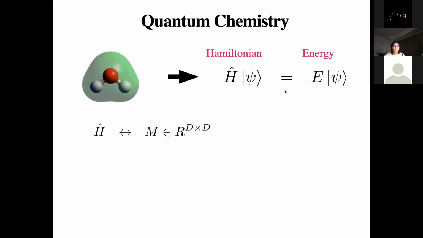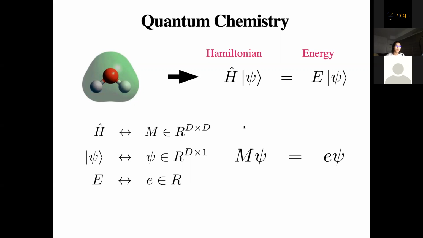Now, if this is not familiar, you can actually connect this to the eigenvalue problem of linear algebra. So you can see your Hamiltonian H as a d by d matrix M. You can see your psi as a d by 1 vector, and your E are just real numbers. So after all these analogies, you can rewrite your Schrödinger equation as M psi = E psi, just an eigenvalue problem.